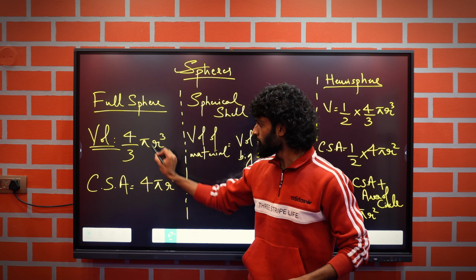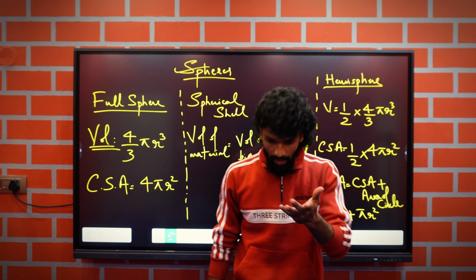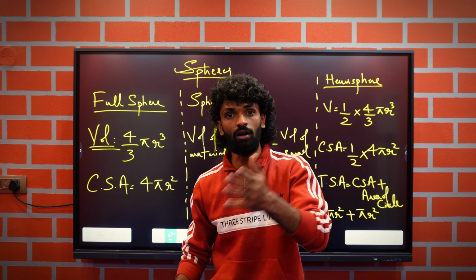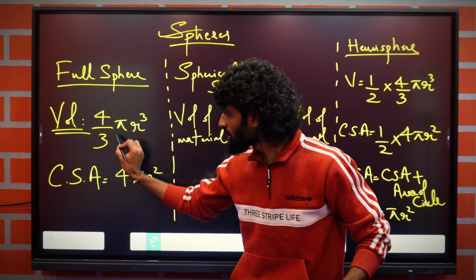Okay, so r cube was there. Pi everybody will remember. Now, how to remember the 4 by 3? Listen up. As you already know, a circle is a 2D figure. The 3D figure of a circle is a sphere. What dimension? 3 dimensions. Therefore, the number 3 has to be involved.